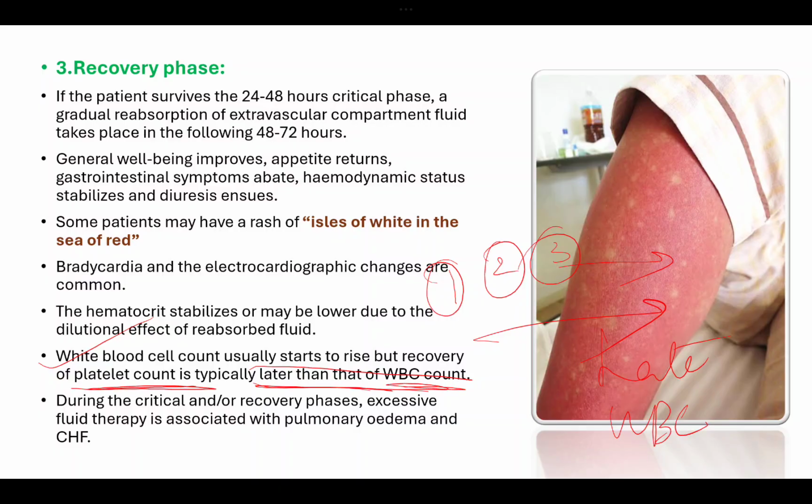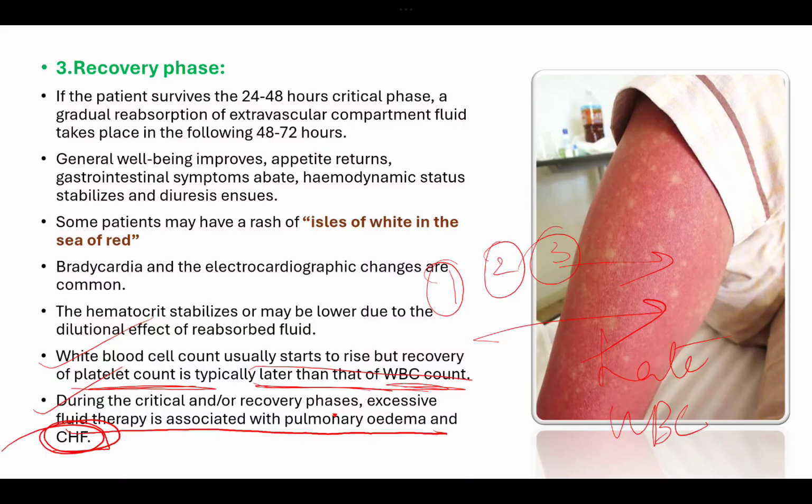During the critical and the recovery phases, the excessive fluid therapy is associated with pulmonary edema and congestive heart failure. Can you see that? During the critical phase or during the recovery phase, if there is excessive intravenous fluid administration, then this will lead to pulmonary edema. So the fluid monitoring is also very important, because during the recovery phase the fluid is already being absorbed from the extravascular compartment into the blood vessels. So the volume overload can occur, resulting in congestive heart failure, and pulmonary edema is also seen.